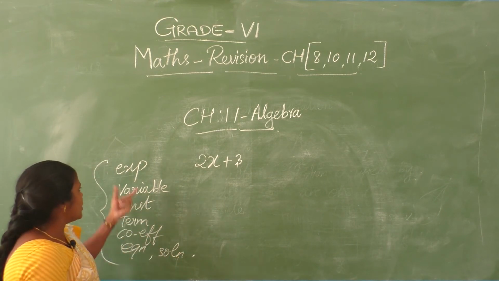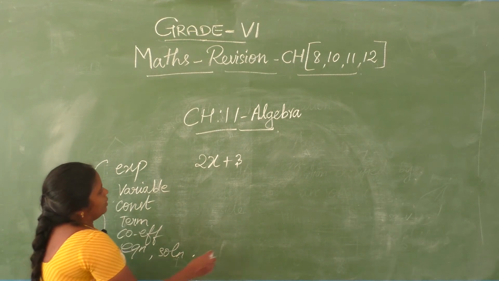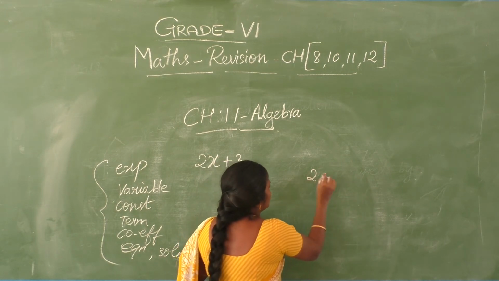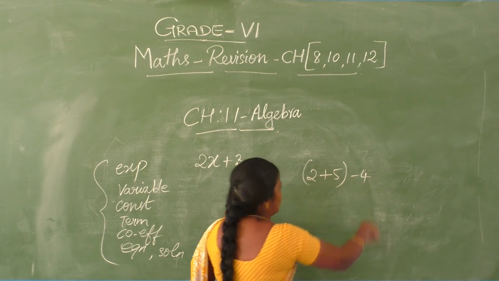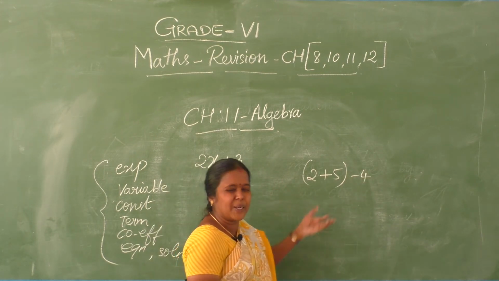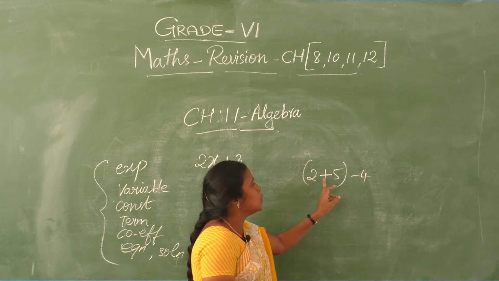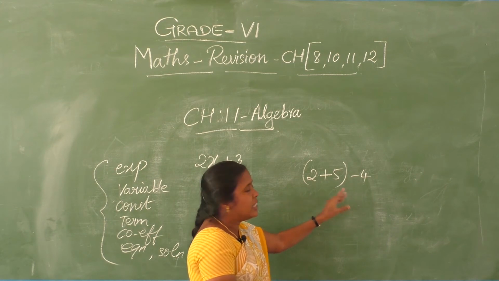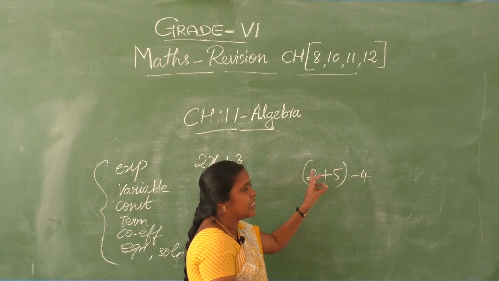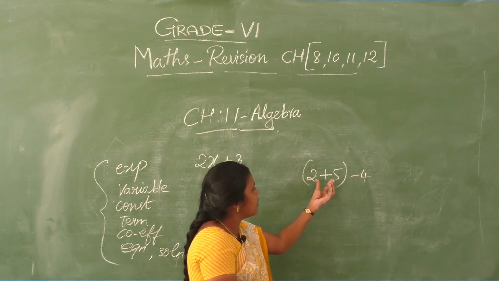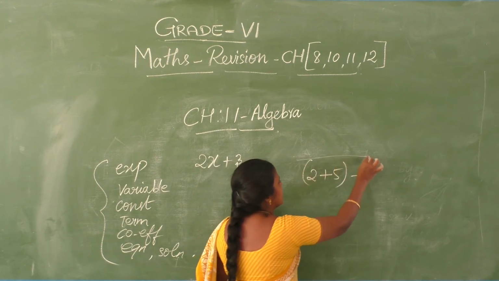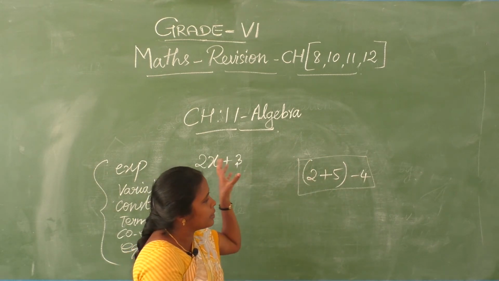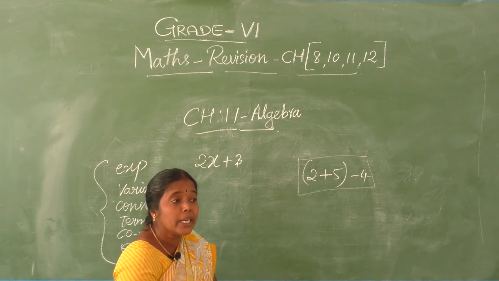Actually, expression means, say number-wise, number system based, arithmetic based I am telling. 2 plus 5 minus 4. Here some numbers are connected with each other by operations: addition, subtraction, multiplication, division. Clear? So some numbers are connected with other numbers with the help of operations. Yes or no? This statement is called an expression. Especially here, since numbers are involved, it is called a numerical expression.